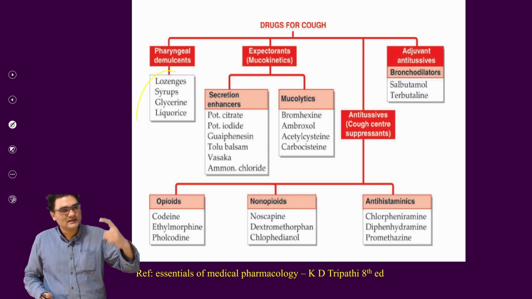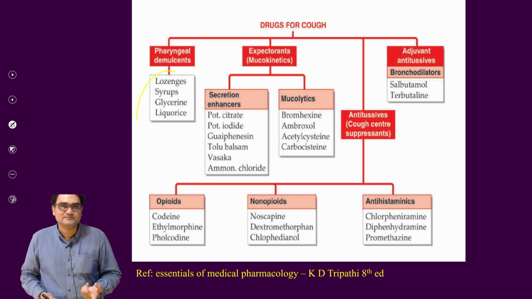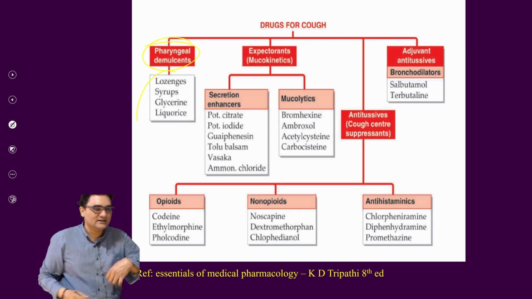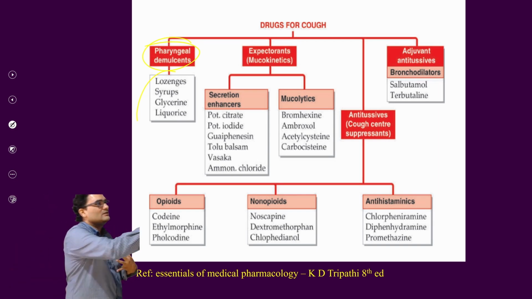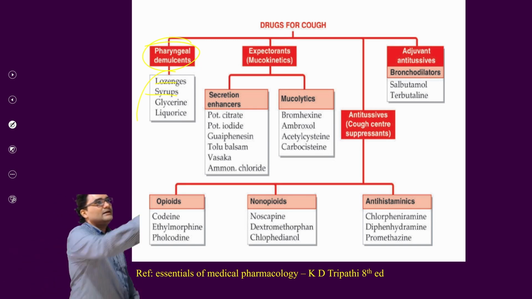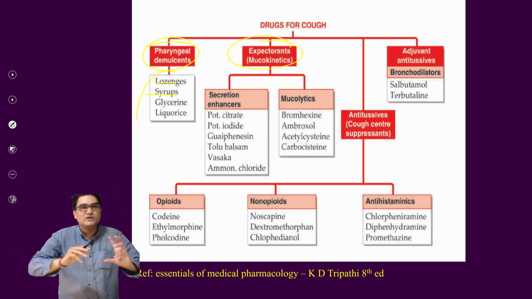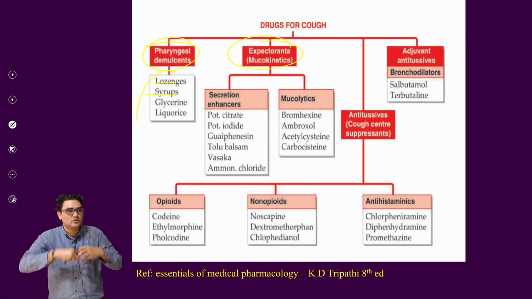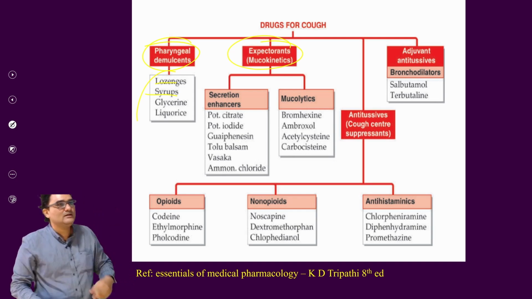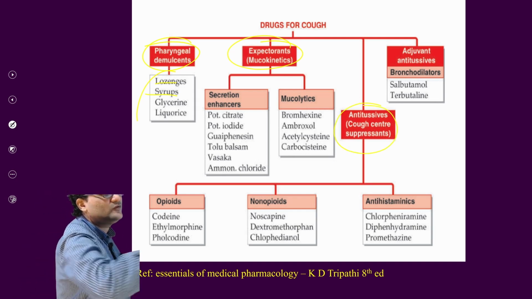So the cough reflex starts at the cough center. Okay, so see here, pharyngeal demulcents calm down pharyngeal irritation. Many chewable tablets use lozenges. There are expectorants, which increase coughing out the sputum, and expel it out. So that is one. There is antitussive or cough center suppressant.